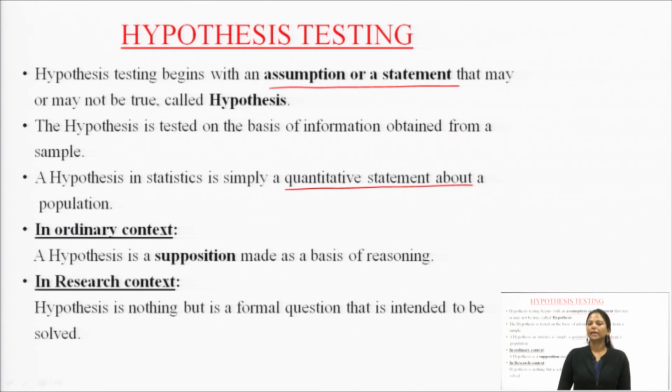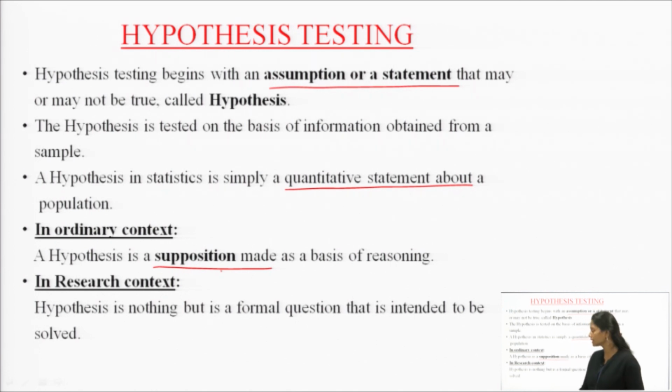So, this study is done in two manners, or we can say this hypothesis has two different meanings. One is in ordinary context and one is in research context. When we talk about ordinary context, then it is just a supposition made by the researcher depending upon his reasoning. An ordinary context of hypothesis is a supposition which is being made by the researcher depending upon the reasons which he is getting from the samples drawn out from the population.